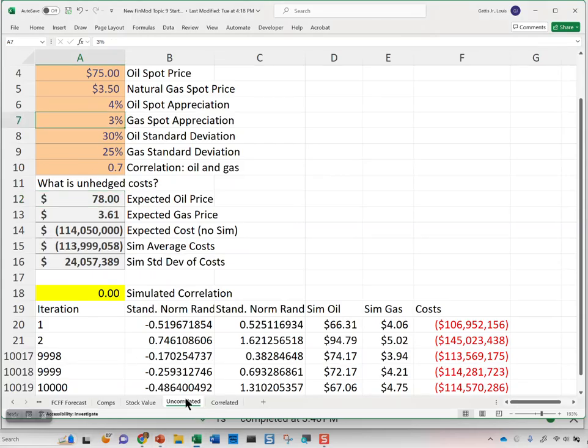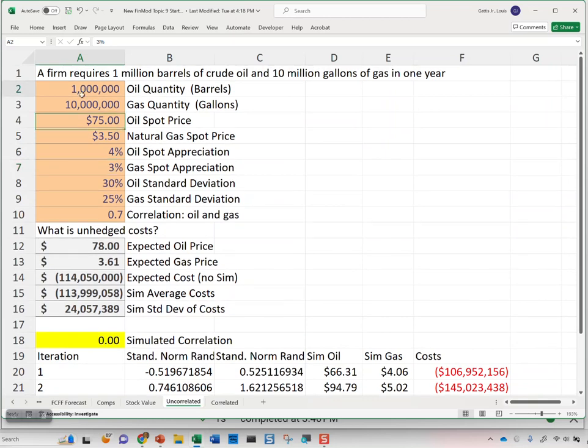And you can see the uncorrelated tab here. This firm requires 1 million barrels of crude oil and 10 million gallons of gas. Oil is selling for $75 a barrel. Gas is selling for $3.50 a gallon. Oil spot price is expected to go up by 4%, gas by 3%. Oil and gas standard deviations are given. And you assume that oil and gas tend to move together. They tend to both go up and down at the same time, but they're not perfectly correlated.